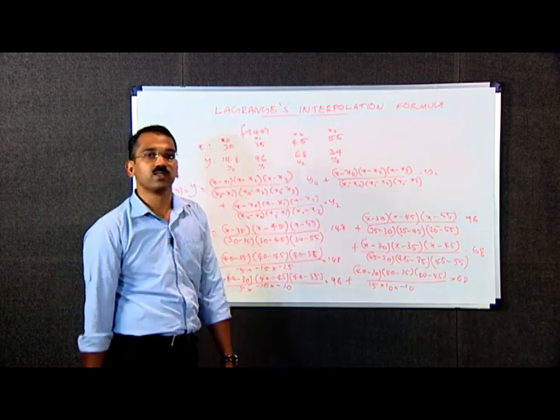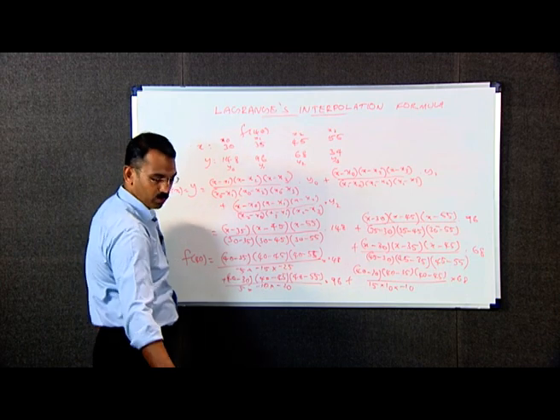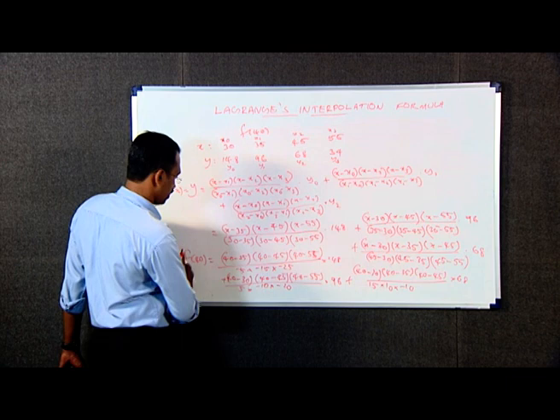On simplification, we will get this as 74.7, that is f of 40 is 74.7.